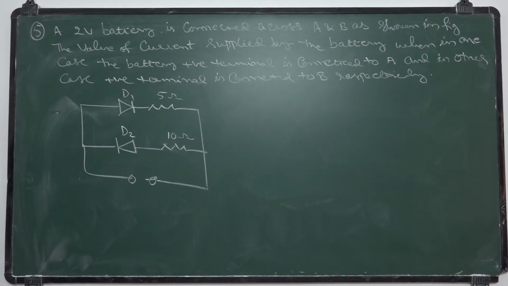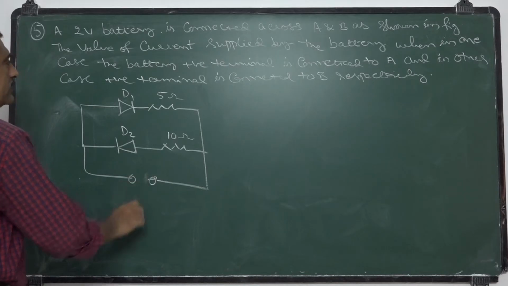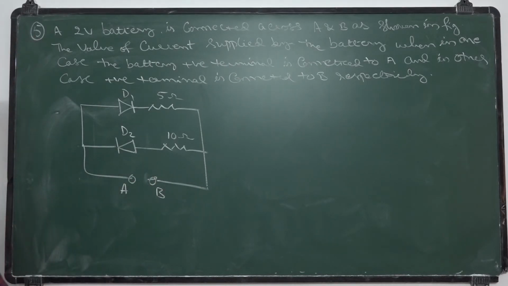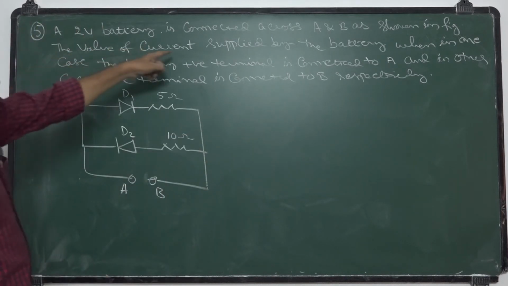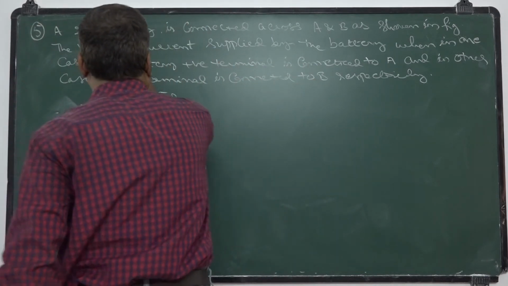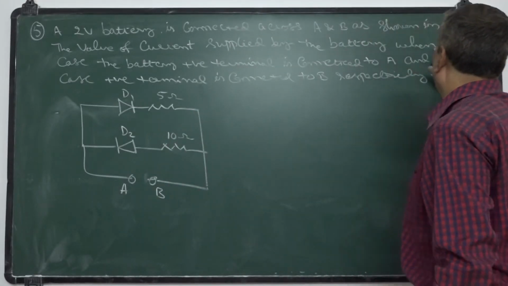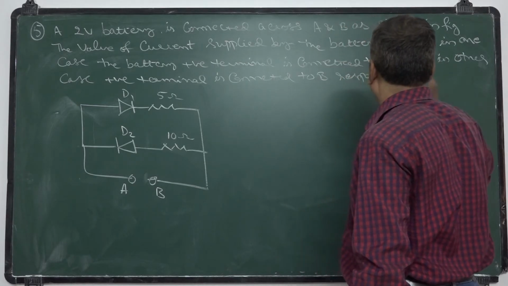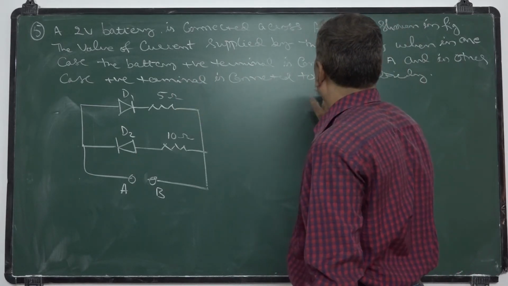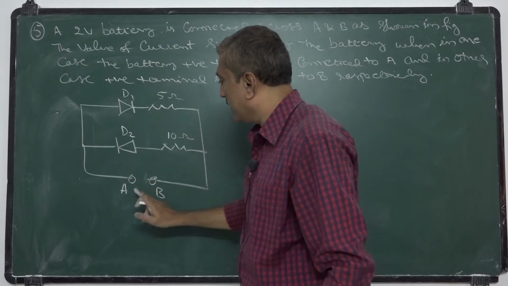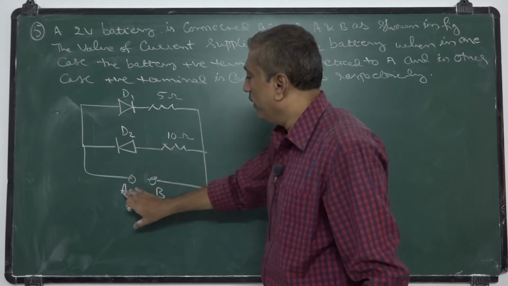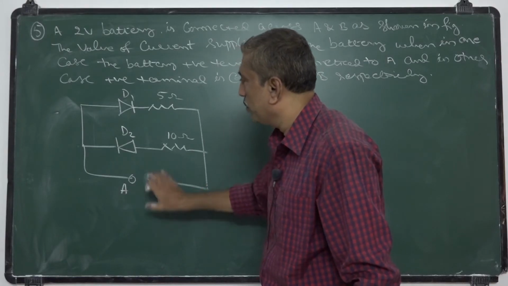Okay, so this is the circuit given. A 2 volt battery is connected across A and B like this, as shown in the figure. The value of current supplied by the battery when in one case the battery positive terminal is connected to A and in another case the battery terminal is connected to B. Now if a 2 volt battery is connected like this, A is positive and B is negative, what is the current in this circuit? When A is negative and B is positive, what is the amount of current in this circuit?